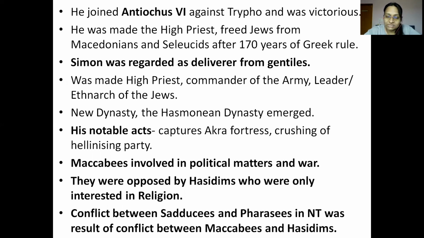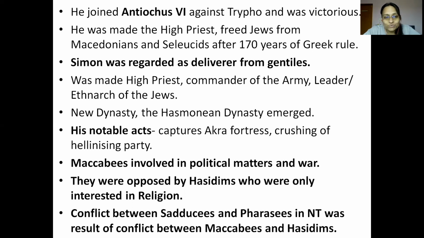He freed the Jews from the Macedonians and Seleucids after 170 years of Greek rule. So after 170 years of Greek rule, these people gained freedom. Simon was regarded as a deliverer from the Gentiles. He was made the high priest, the commander of the army, the leader, the ethnarch of the Jews. A new dynasty, the Hasmonean dynasty, emerged and it grew powerful.